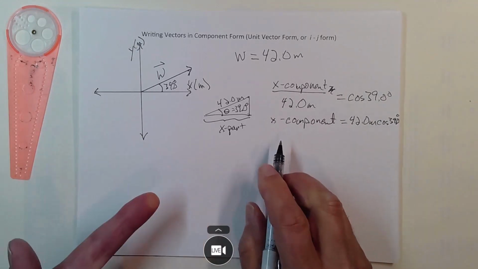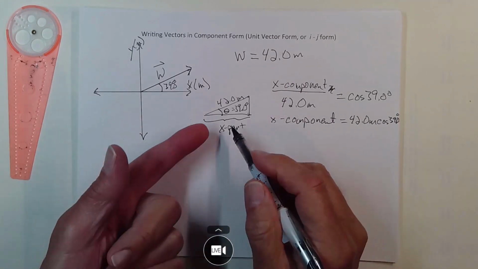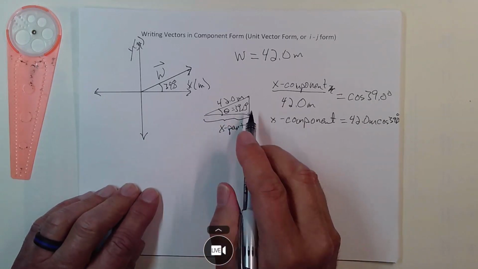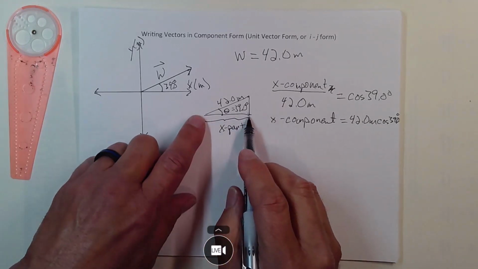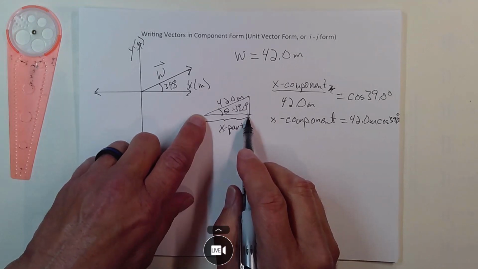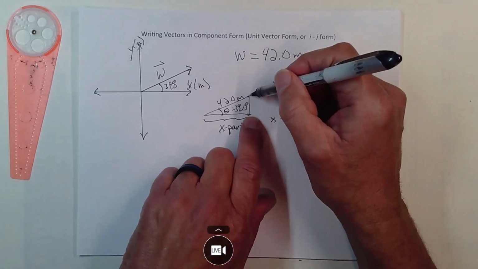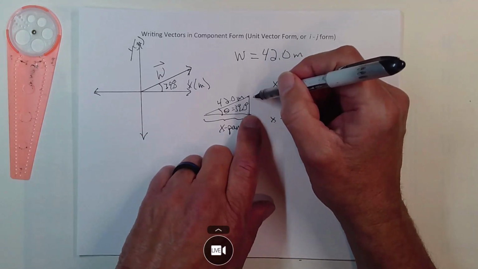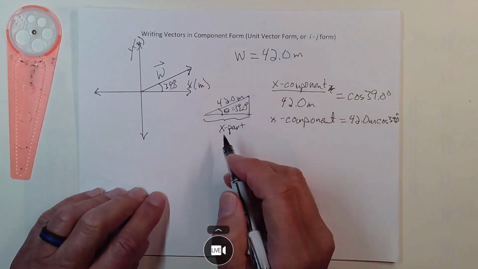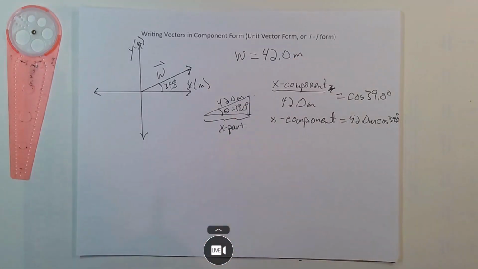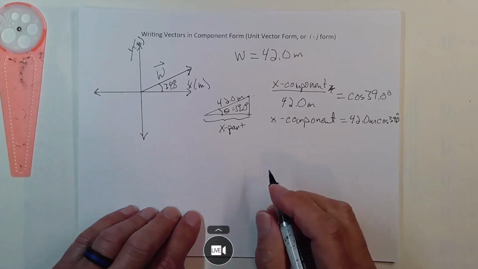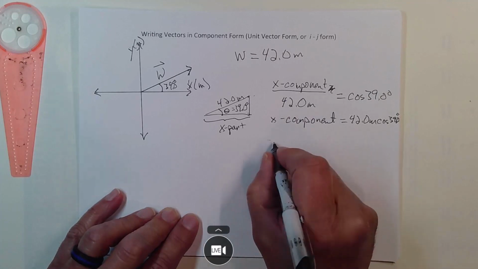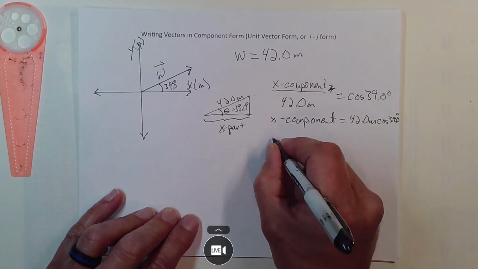Okay, that's going to be kind of common. And play around with these enough so you're getting good at just looking at something like this and being able to say, okay, this part will be 42 meters cosine of 39 degrees. This part is going to be 42.0 meters sine of 39.0 degrees. Okay. And we're going to have these things going in all sorts of different directions, so we'll have to be careful about how we happen to get these.